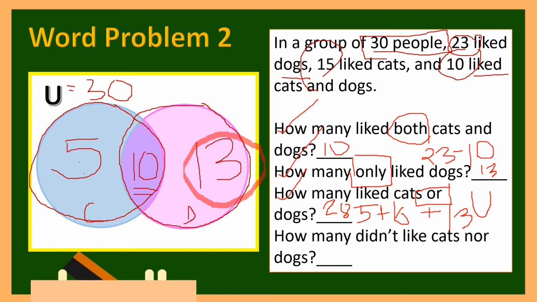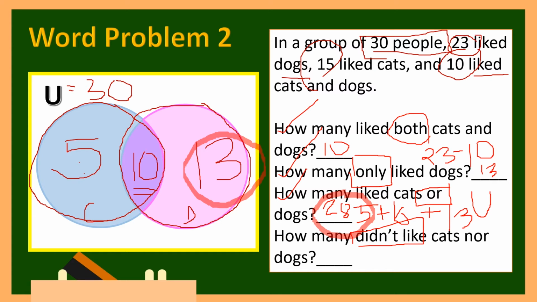So, last question: how many did not like cats nor dogs? So, how many participants dislike cats and, at the same time, dislike dogs? Let's go back to our previous problem, problem number 3, where our answer is how many? Very good, 28. So, 28 liked cats or dogs. But in our problem number 4, it's the opposite.